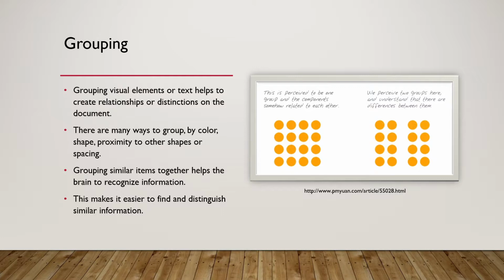Grouping similar items together helps the brain to recognize information. This makes it a lot easier to find and distinguish similar information. Grouping really helps to create relationships between design elements, text, or images. Naturally, humans tend to put things into categories for organization, like goes with like, etc.